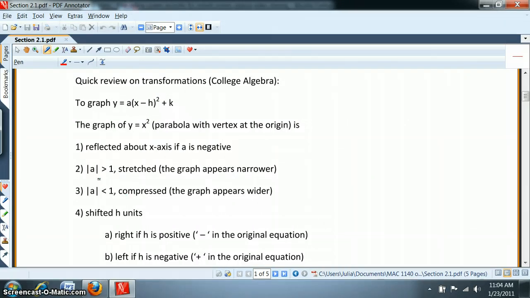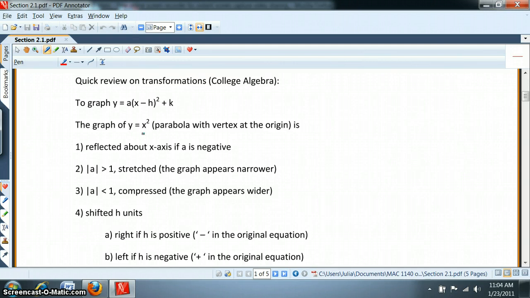Also, we need to know how big a is. Regardless of the sign, if the absolute value of a is bigger than 1, then our parabola appears stretched vertically, which means the graph actually appears narrower than the original graph. Now, if the absolute value of a is less than 1, whether it's positive or negative, then we have a compression, which means the graph appears wider than the original y equals x squared. So we always compare to y equals x squared.